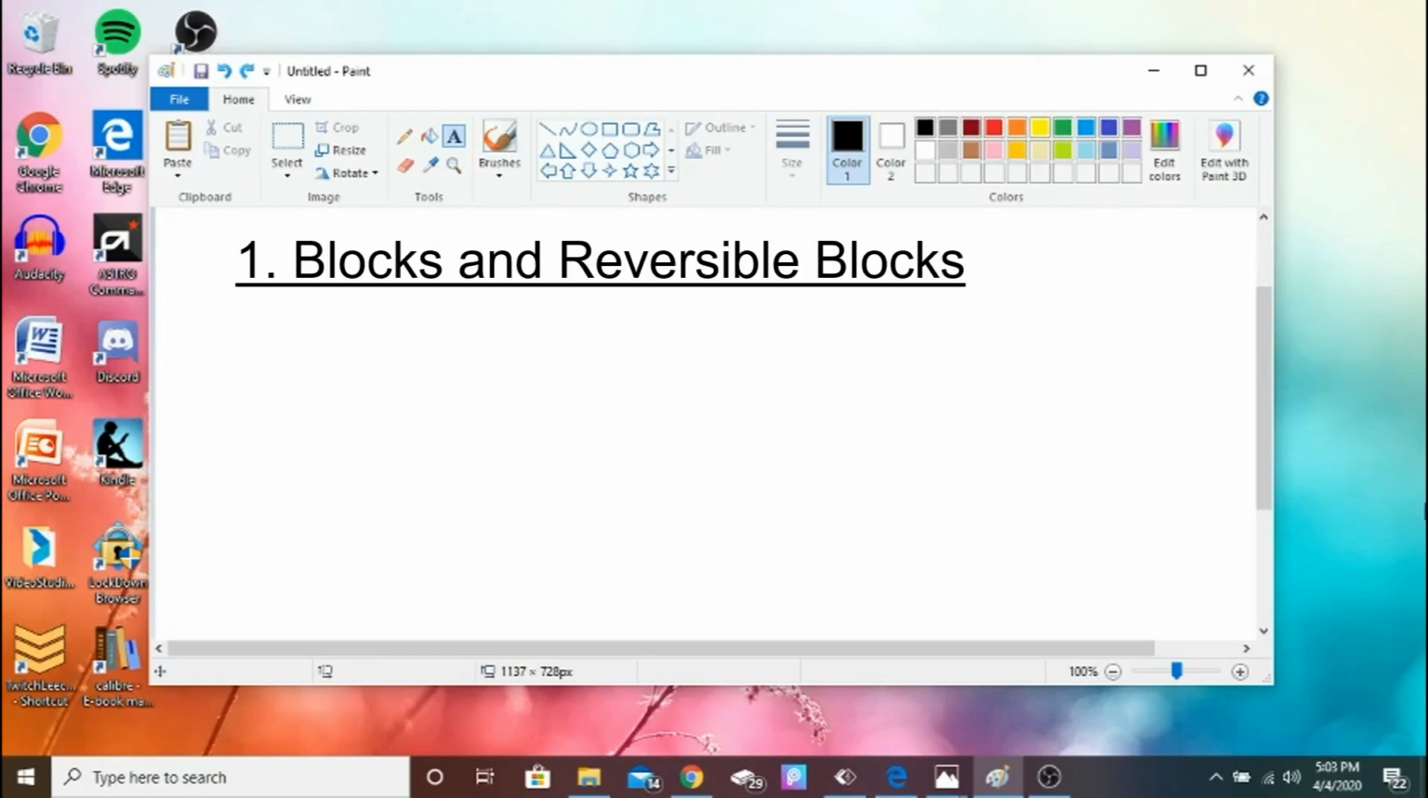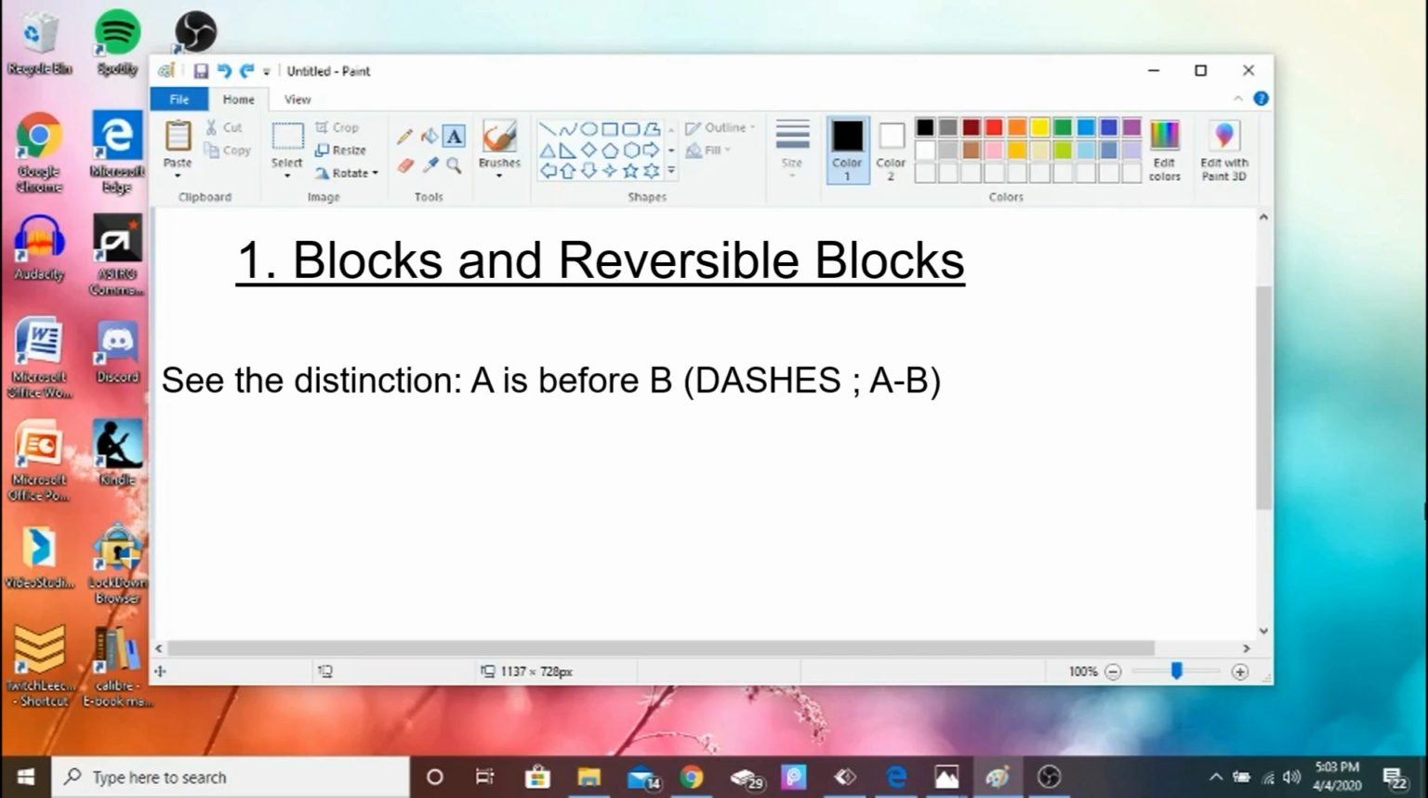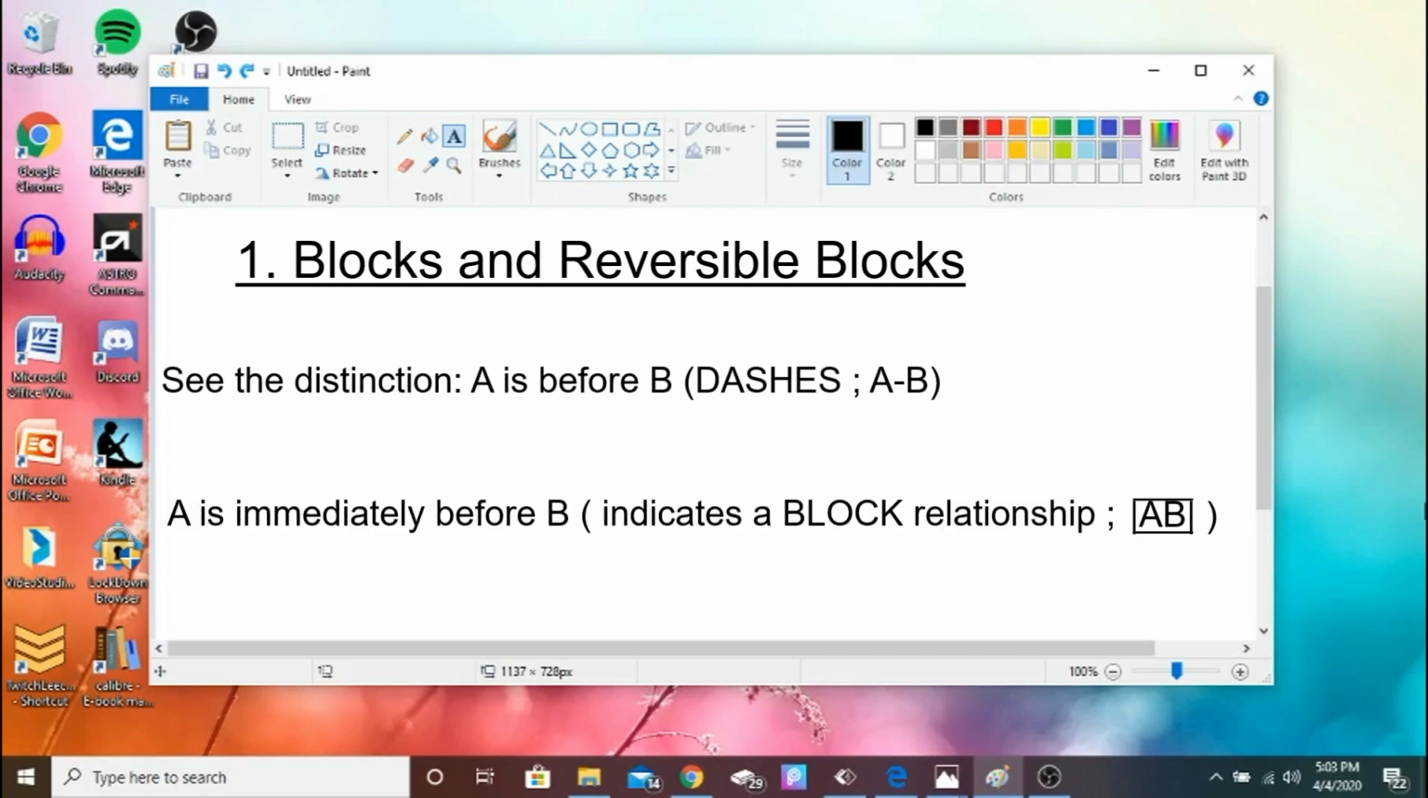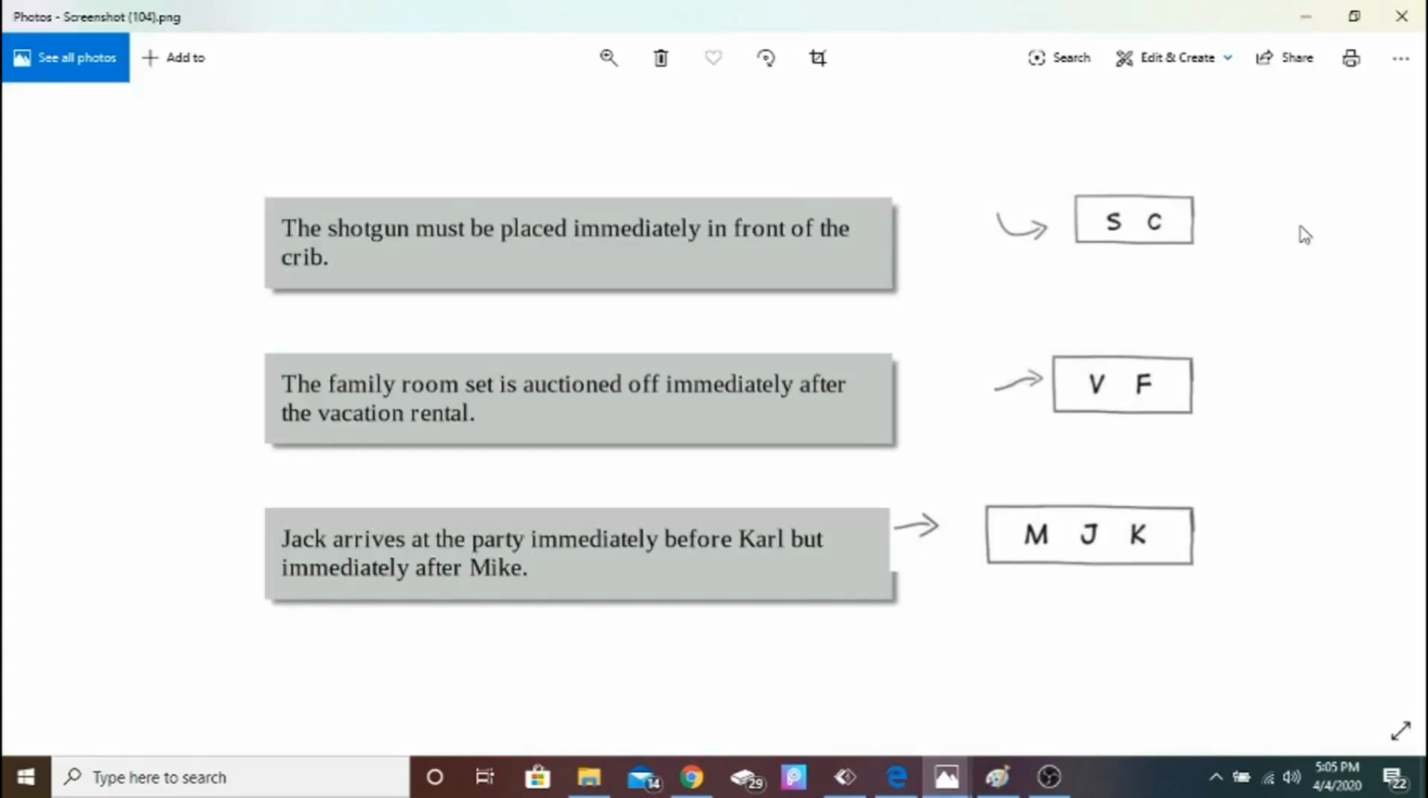First are the blocks and reversible blocks. Blocks are used to represent spatial relationships, more concrete than those represented by dashes. Essentially, it's when one player is situated in relation to another player. For example, the shotgun needs to be placed immediately in front of the crib. In this sentence, the variables S and C need to be boxed in. The family room is auctioned off immediately after the vacation rental. Likewise, as the one before, these 2 variables need to be boxed in. Jack arrives at the party immediately before Carl, but immediately after Mike.